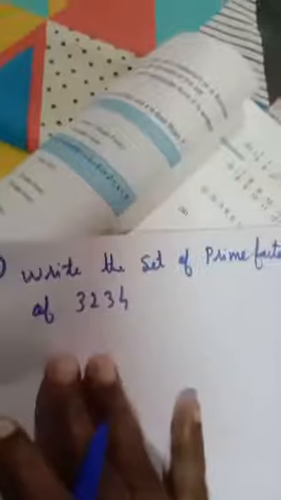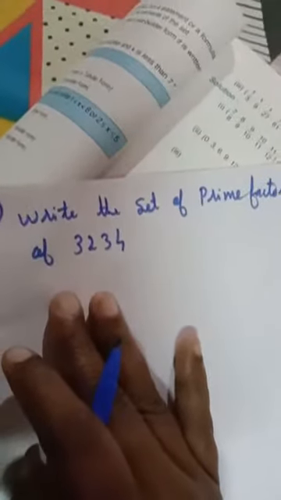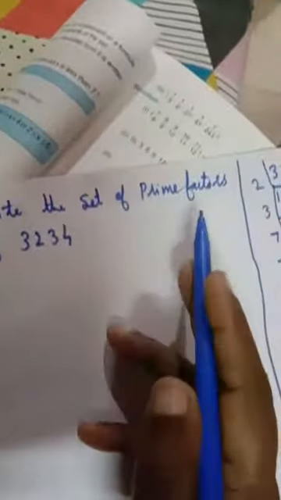Next question, the fifth one. Write the set of prime factors of 3234. We want to write the prime factors, so do the prime factorization. How to do the prime factorization? See, 3234 divided by 2. 1 2s are 2, 6 2s are 12, 1 2s are 2, plus 1 is 3, so here 1617. In 14, 7 times.